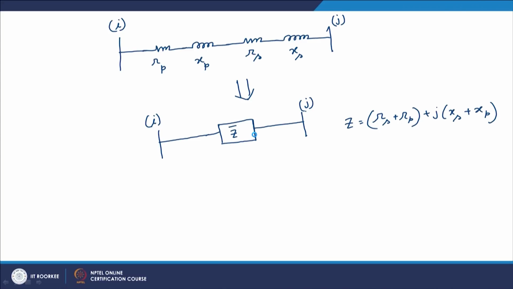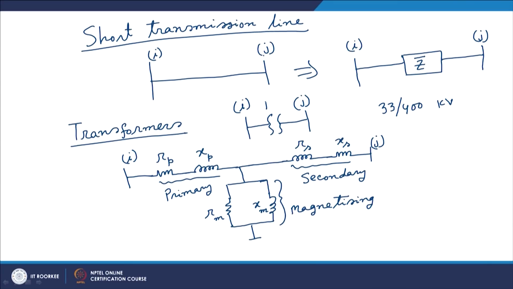Now, here when we are doing this model of this transformer, we have assumed that this transformer has got a tap ratio of 1:1. So, this particular model whatever we have got represented has got a tap ratio of 1:1. What does it mean by this tap ratio 1:1? It means that if I have 1 per unit voltage at bus I, then at bus J also we will have 1 per unit voltage. So, this is the meaning of this tap ratio 1:1.